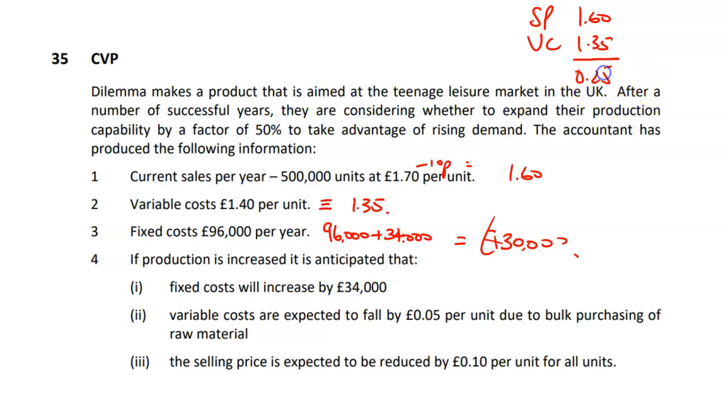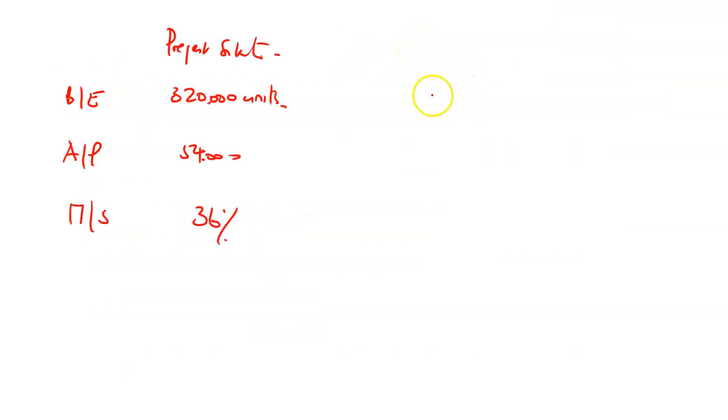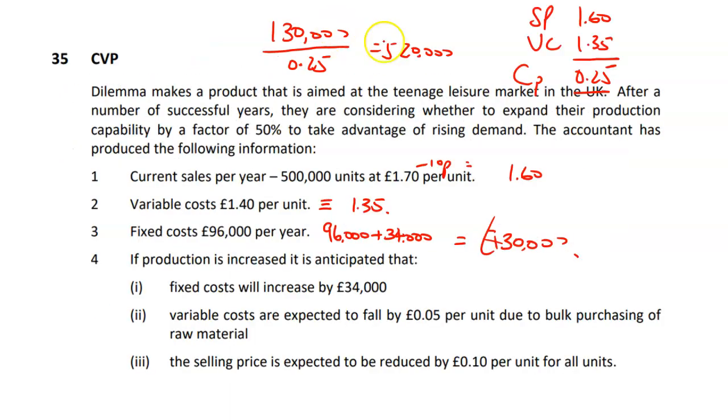So your new contribution per unit is 25p, and your fixed costs are £130,000. So £130,000 divided by 25p. I'm simply asking how many 25p's am I going to have to do to get to 130,000. So you have 130,000 divided by 25p, and I have 520,000 units that I need to break even. So I'm just going to write that here, break even 520,000 units. Right, that's the first thing.